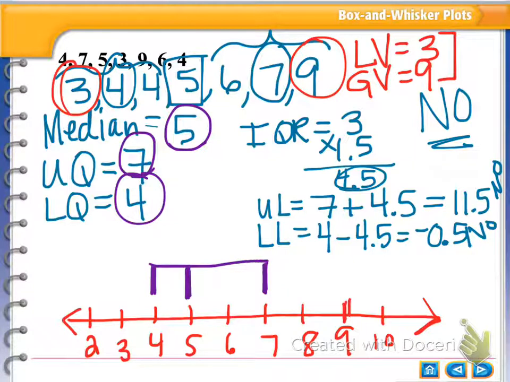Now, connecting these 3, I create the box for my box and whisker plot. All right, now I need to go to my least value, my lowest value, which is 3, put a dot, and draw my whisker to connect it. And then go to my greatest value of 9, put a dot, and connect it. Now I have created my box and whisker plot.